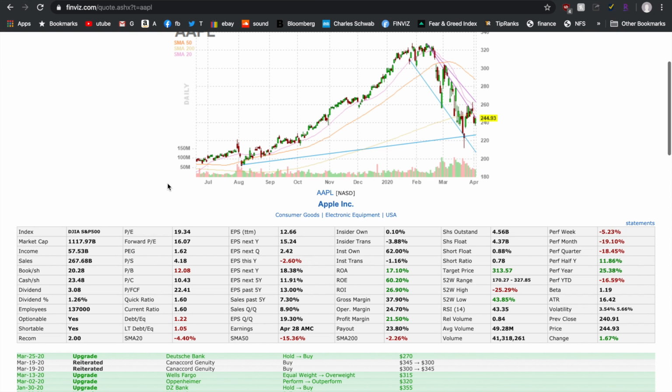But basically what I wanted to show you here is that the dividend is 3.08. And then the dividend yield, which is basically the dividend per share relative to the share price, and each share is $244. So that means that it's just over 1%. We can see here it's 1.26% as the dividend yield.